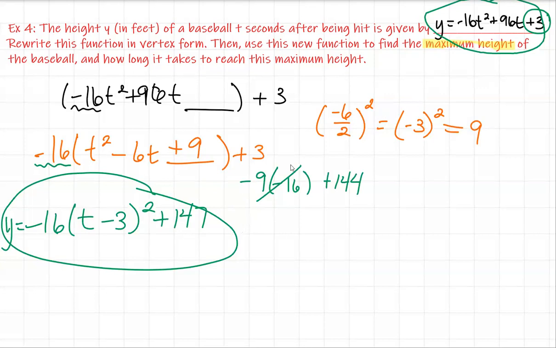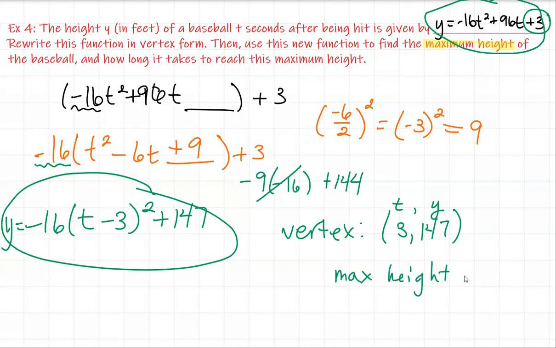All right. So now what's our maximum height and how long does it take to reach the maximum height? Well, that means we're looking for the vertex. And we know our vertex is 3, 147. Our 3 is the t and our 147 is the y. So since y is the height, we know 147 is the max height, 147 feet. And the time it takes to get there is the 3 seconds.